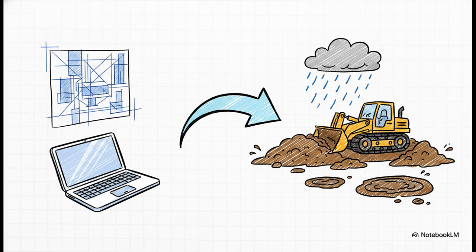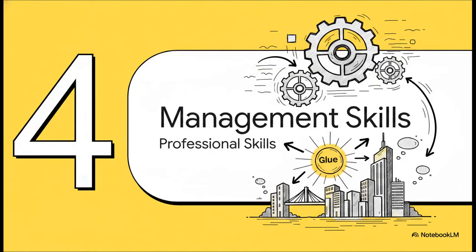The absolute mark of a great civil engineer is the ability to take those high-tech, complex office modeling tasks and seamlessly translate them into real-world, dynamic, and sometimes incredibly muddy fieldwork. Which brings us to our final pillar, Section 4, Management and Professional Skills. This is the crucial glue holding it all together.